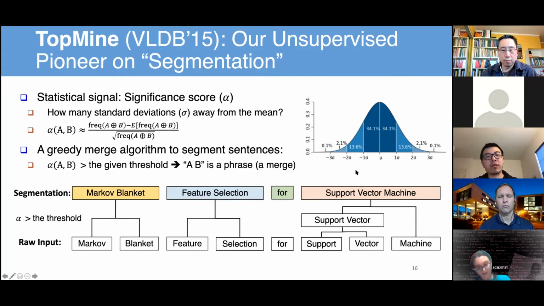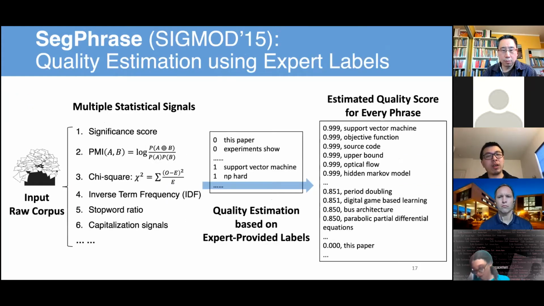And sometimes different signals will capture different features. So why can't we combine them together? But unfortunately, in an unsupervised way, it's really hard to combine different signals. So that's why we later proposed this SegPhrase. It's about unifying all these possible statistical signals using a little bit of human annotation.